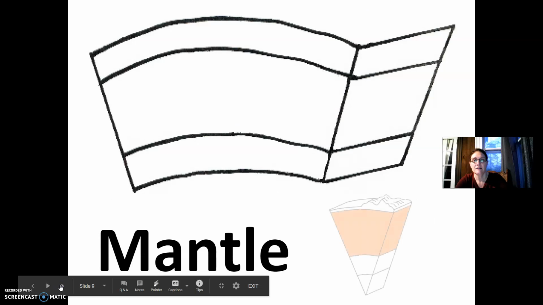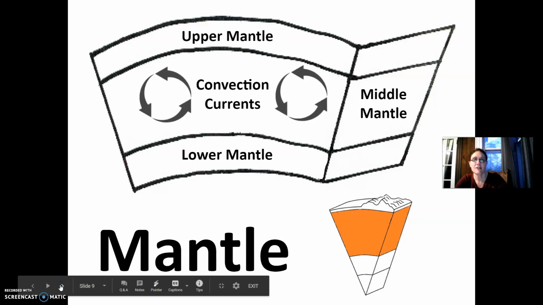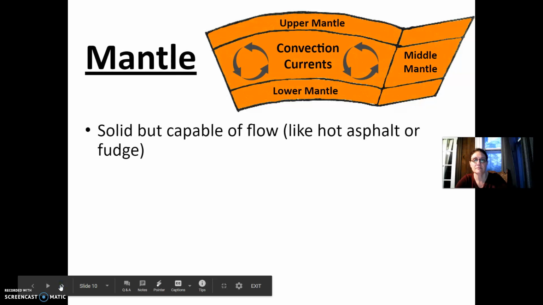Then we're going to talk about the mantle. You have a lower mantle, a middle mantle, which is where the convection currents are located, and an upper mantle. It is solid but capable of flow like hot asphalt or fudge. It's a thick substance. I kind of compare it to pancake syrup or molasses, and I call it sometimes a soliquid. It's like a solid but flows like a liquid.